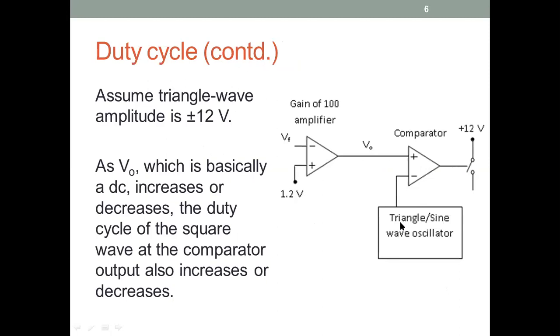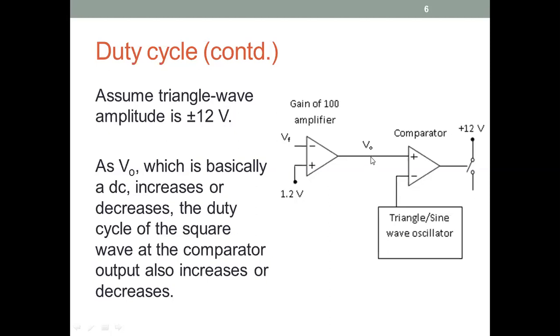Okay. Here is a triangle wave. Right now we are working with a triangle wave, and let's assume for now that the triangle wave gives an output of plus minus 12 volts. The triangle wave oscillator we will also design subsequently.